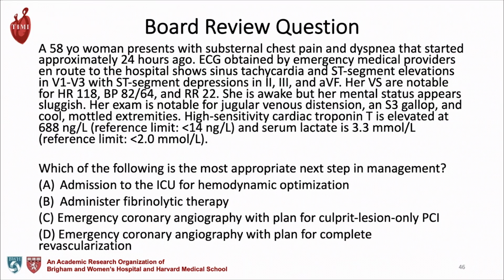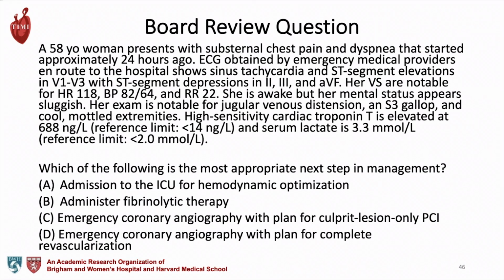This is a 58-year-old woman who presents with substernal chest pain and dyspnea that lasts for approximately 24 hours. The electrocardiogram obtained by emergency medical providers en route to the hospital shows sinus tachycardia and ST segment elevations in V1 through V3 with ST segment depressions in leads 2, 3, and aVF. Her vital signs are notable for a heart rate of 118, blood pressure of 82/64, and respiratory rate of 22. She's awake, but her mental status appears sluggish.